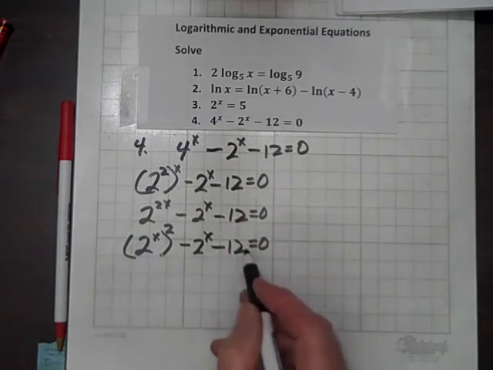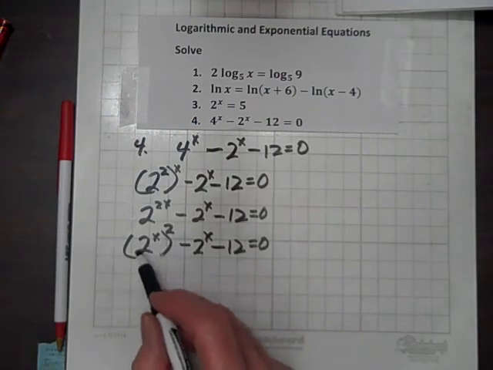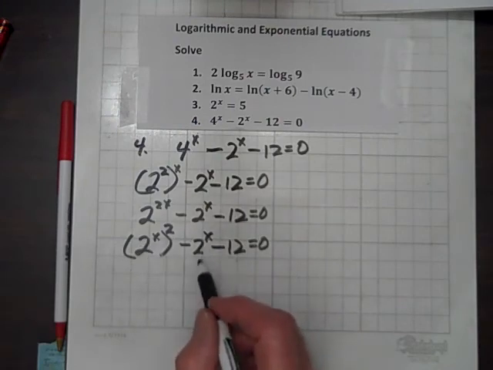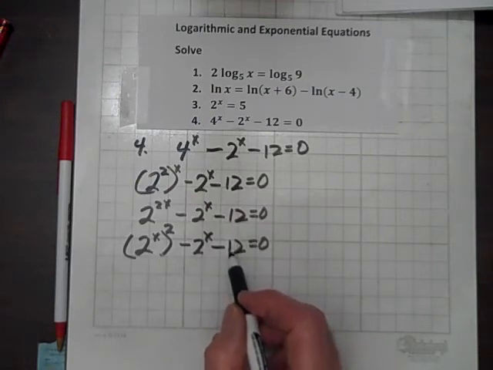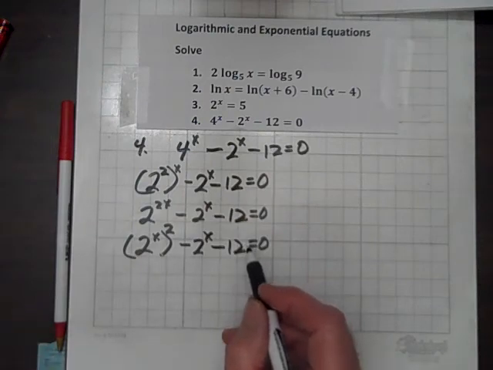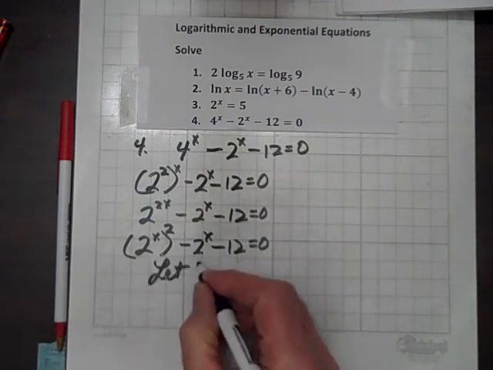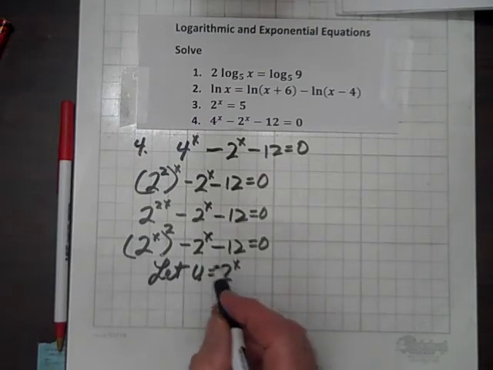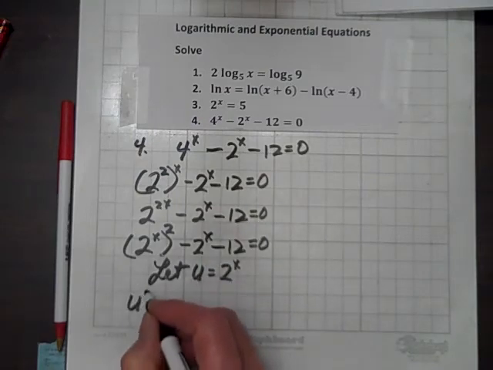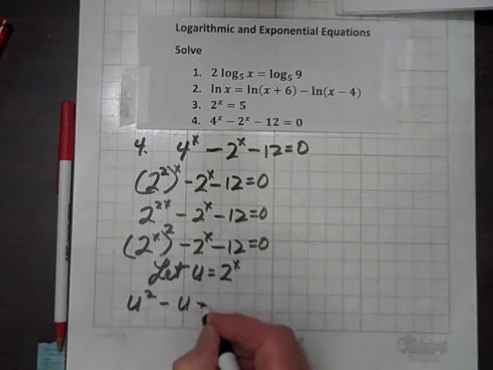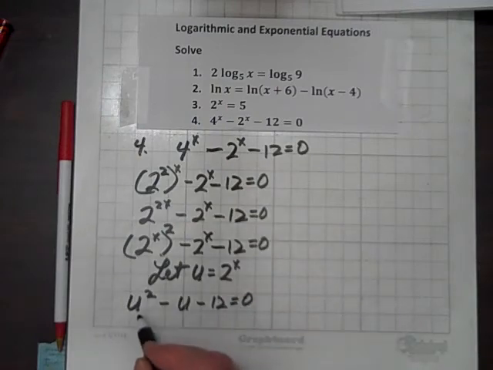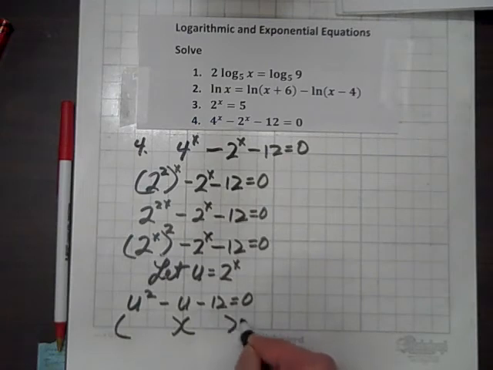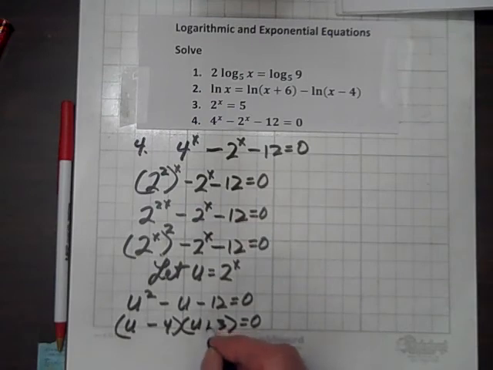Now, there is quadratic form. We have this thing to the second power, the same thing to the first power, and negative 12 times 2 to the x to the 0 power, which is 1. In case you don't see it, let's do a substitution. We'll let u equal 2 to the x. And now wherever we see a 2 to the x, we'll replace it with u. So we have u squared minus u minus 12 equals 0. And this factors. u, 4 and 3. The 4 is going to take the negative. The 3 will take the positive.